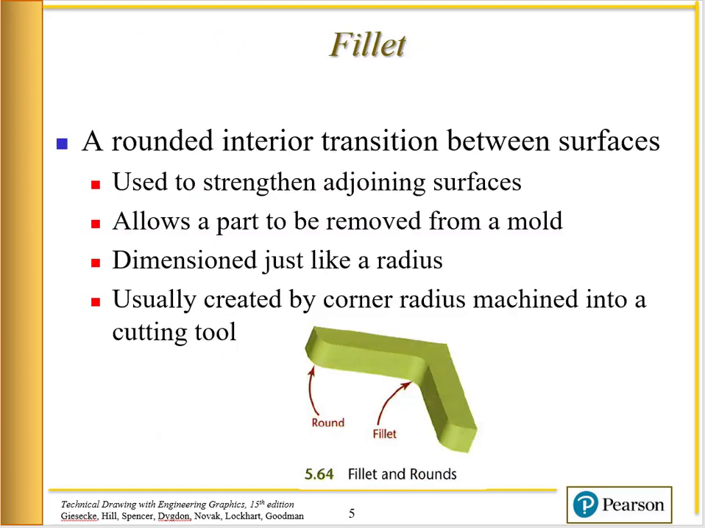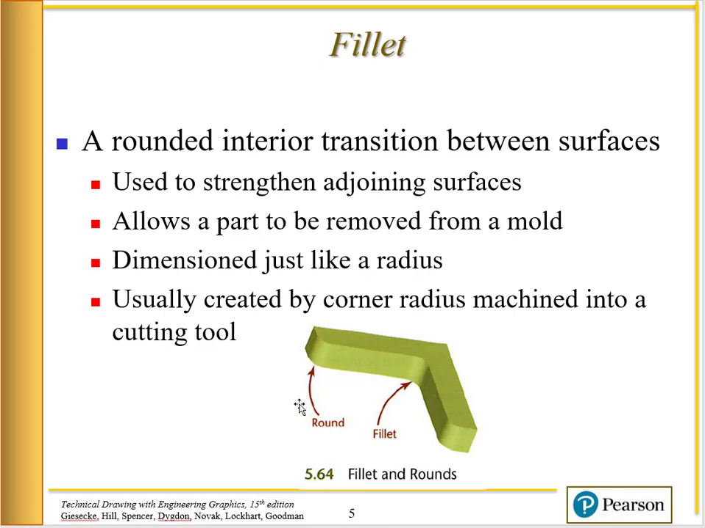Okay, so the first one is a fillet. That's a rounded interior transition. A fillet is a rounded interior transition. It's used to strengthen adjoining surfaces. The part's thicker with a larger radius there, and it'll be stronger. It allows for the part to be removed from the mold. If you were molding a part and you had a sharp corner there, it'd be hard to get the part out of the mold. You dimension it just like you dimension a radius, and it's usually on this internal transition.